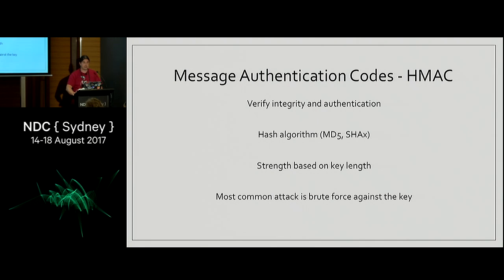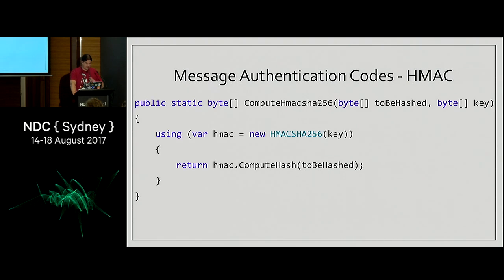We will use SHA-256 in the remainder of this talk. The strength is based on the length of the key, so you want a good strong key, which is why typically these days we use 32 bytes, which is 256 bits. You can go higher, but generally at the minute people tend to use 32-byte keys. And the most common type of attack against this is called a brute force attack, and we'll talk a little bit about that in a moment.